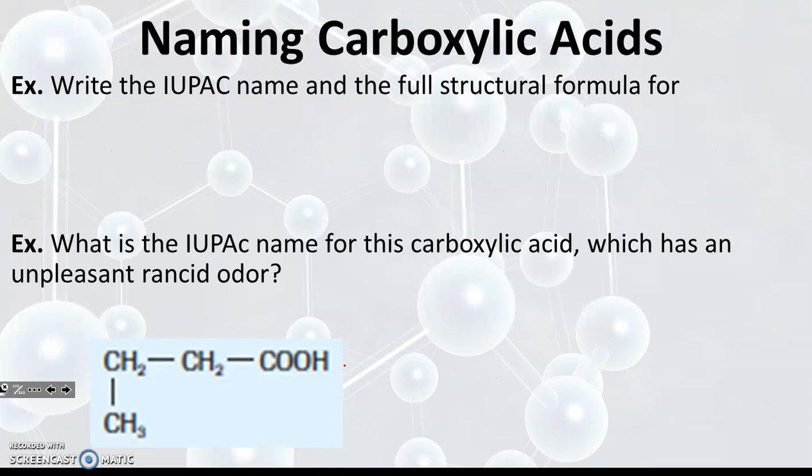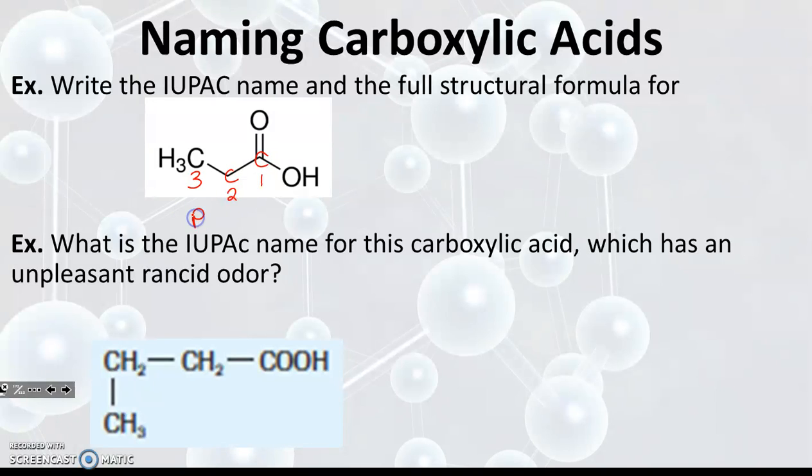Okay, so let's look at a few examples here. It says write the IUPAC name for the full structural formula. So again, I need to go find my carbon. There's a carbon here, a carbon here, and a carbon here, and I would number this 1, 2, 3. So 3 is "prop."